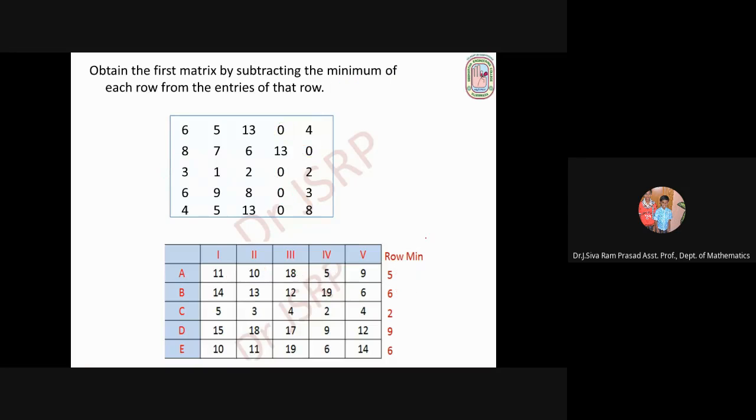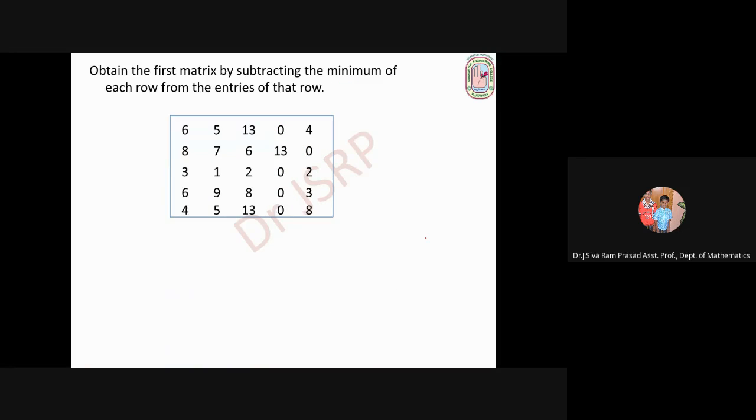Okay, right. So next step, we find possible assignments for persons. That means we obtain the next matrix from this matrix by subtracting minimum of each column from the entries of that column. So for that, here write first column minimas. Column minimas. So first column minima, 3. Second column minima, 1. Third column minima, 2. Fourth column minima, 0. Fifth column minima, 0. So these are minimum values in columns.